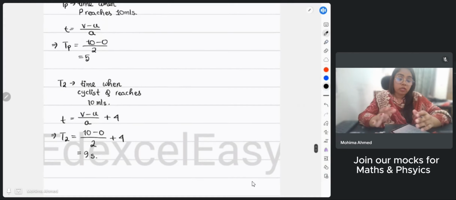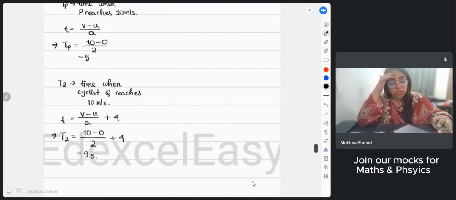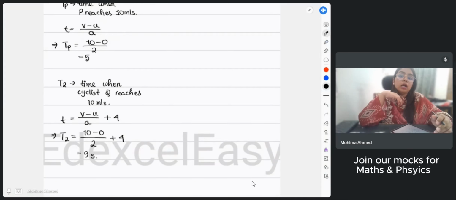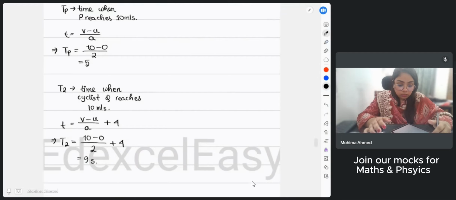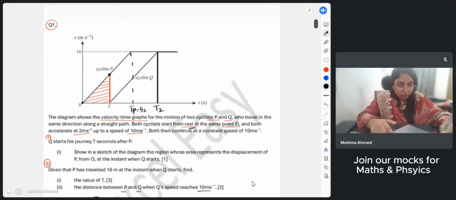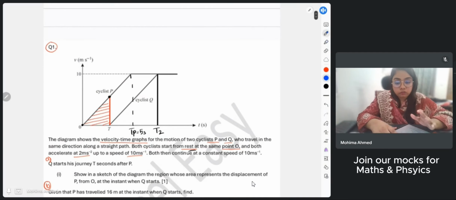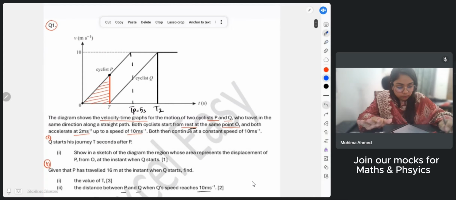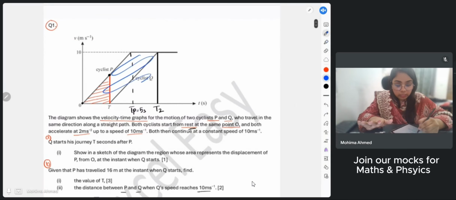9 seconds. Again, we're not trying to focus on the value for the time. We had to find out the value for the difference in distances, right? So in that case, we're going to use this part over here. I'm going to first find out the area of the cyclist P graph, which is clearly a trapezium. I'm going to find out this entire area, right, which is clearly a trapezium.